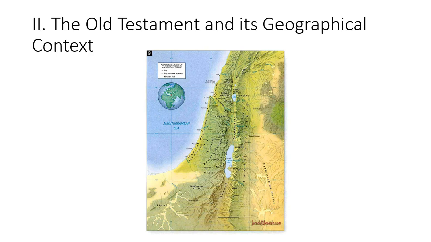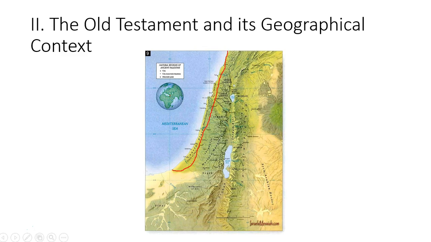Okay, scholars, or geographers, recognize that this land really consists of 4 different zones that run parallel to each other from north to south. And the geographical features and climate of those different zones are quite different from each other and set them apart from one another.